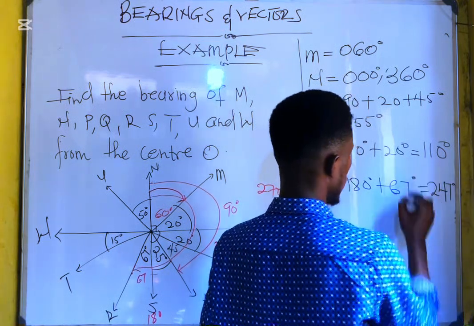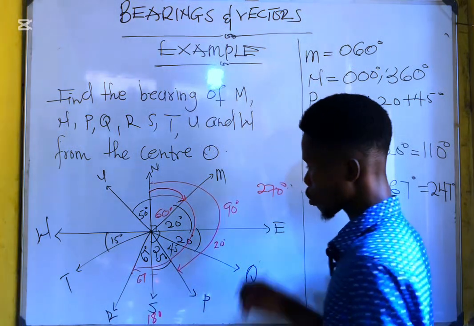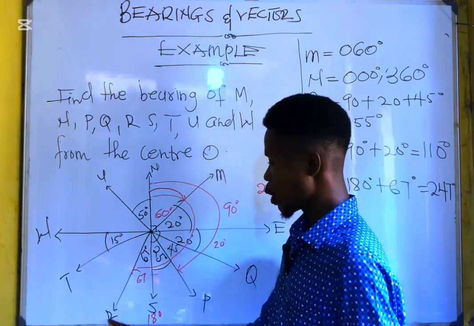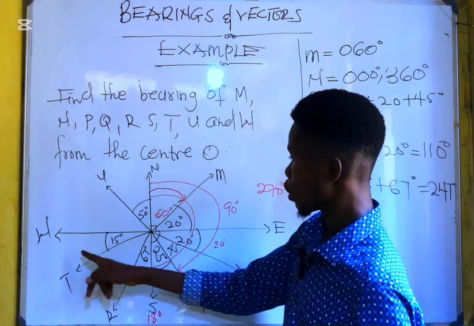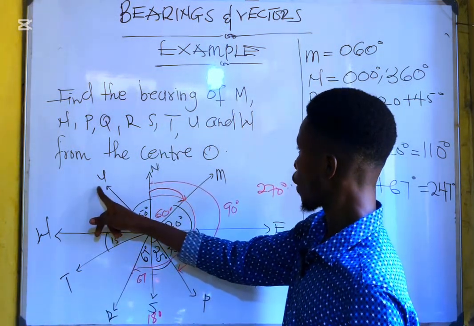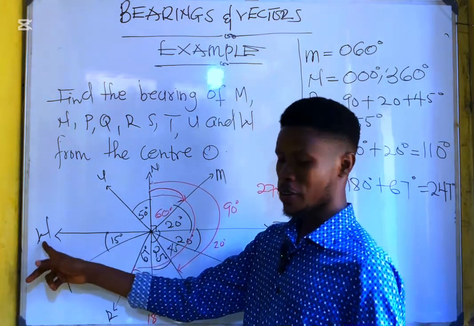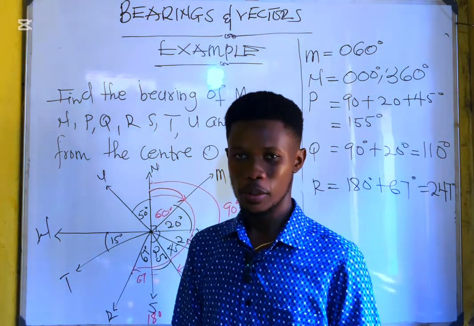247 degrees. Okay, so this is for the R. Also, let's look at the T. No, let me leave it for you. So I hope you can try for the T. You can also try for the U. Okay. And lastly, the W. The W, you can all guess to be 270 degrees. Is that okay? Now let's move to the next example.